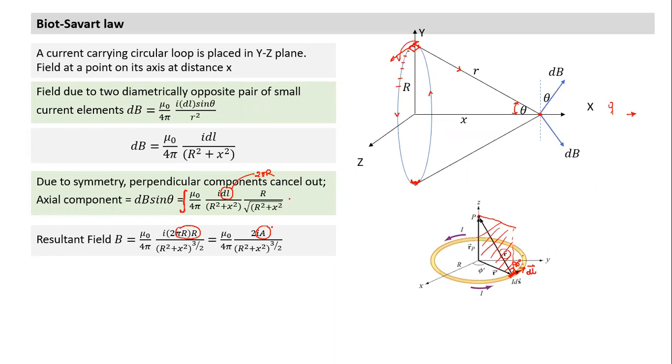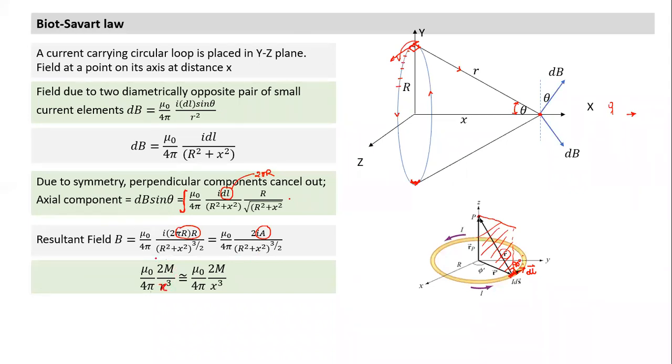What is that magnetic dipole? Any current carrying loop is a magnetic dipole moment, and it's a vector just like the electric dipole. What is its magnitude? I into A. If I substitute this, the expression becomes mu naught by 4 pi, 2m divided by x cube, if x is large. Not r cube, I should have written x cube.